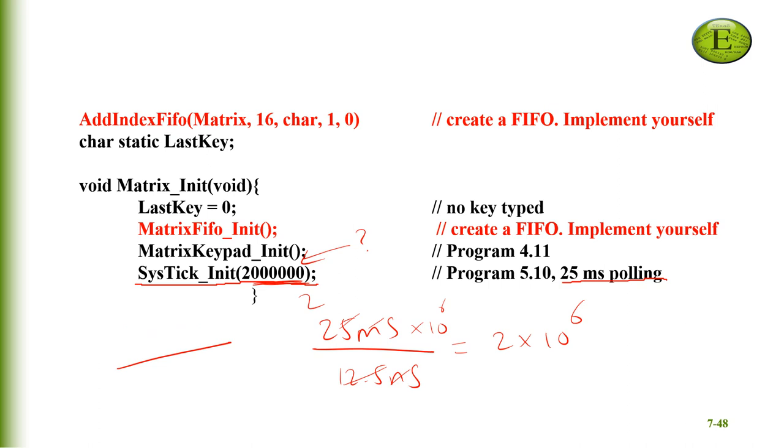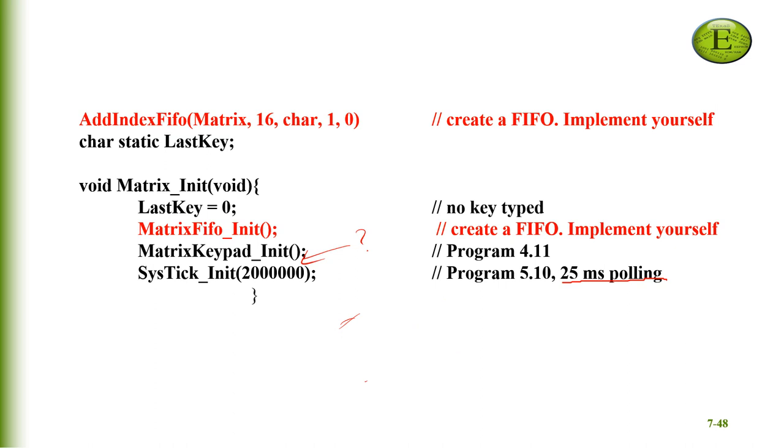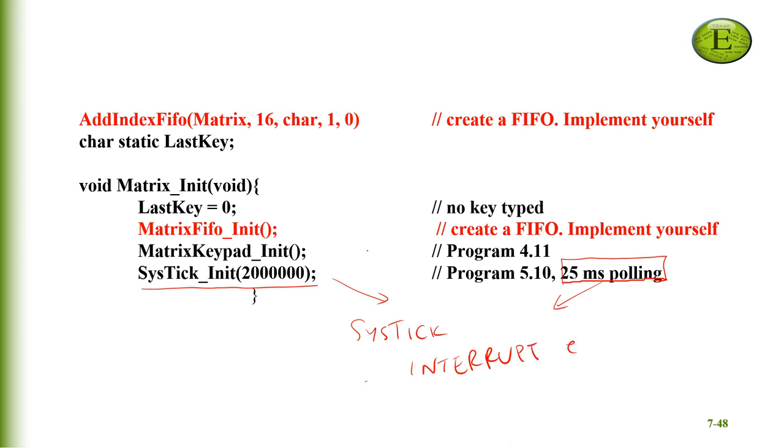So with that in mind, we put this number 2 into 10 to the power 6 as an input argument. And when that happens and we execute this SysTick initialization routine, then after each millisecond, the interrupt is generated. So what this means is that the SysTick interrupts every 25 milliseconds. In other words, the SysTick timer will interrupt the microprocessor every 25 milliseconds.